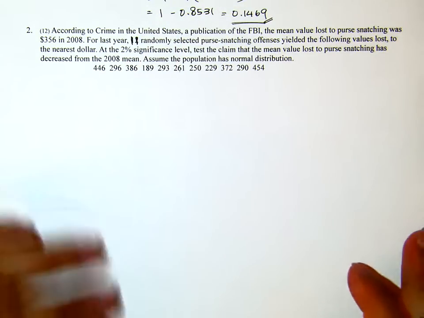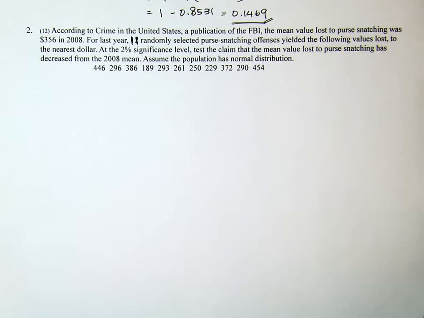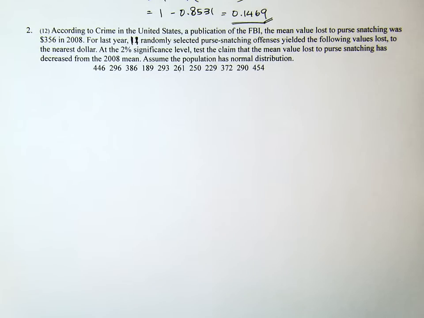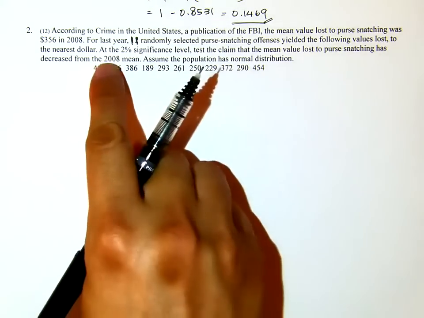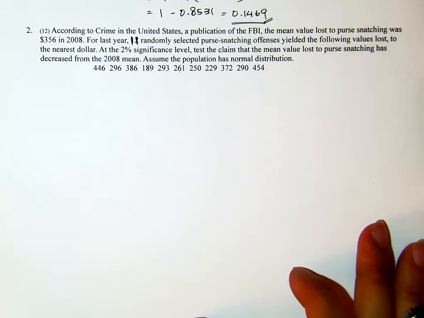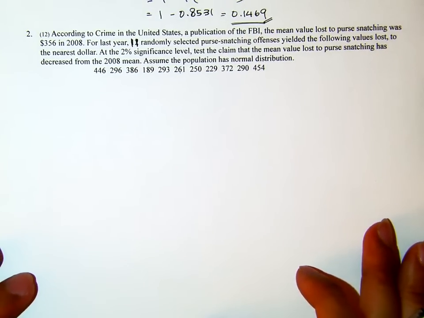11 randomly selected purse snatching offenses yielded the following values lost to the nearest dollars. Those are the data. At a 2% significance level, test the claim that the mean value lost to purse snatching has decreased from the 2008 mean, which means only decreased from that $356. Now assume that the population has a normal distribution.